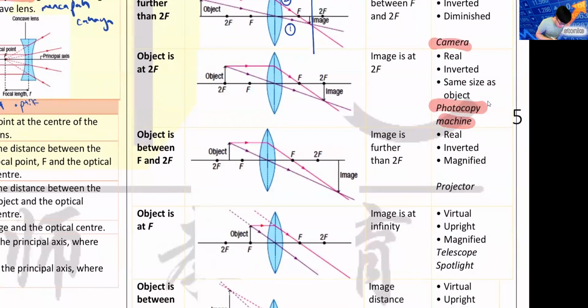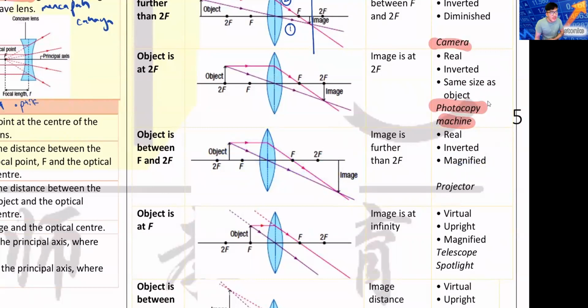So third, between F and 2F, same thing. First line going through O, second line going through F. You have a very big image this time. So on the screen, there is something real, nyata, inverted again, songsang, and then magnified. This thing becomes bigger. So where do you see this? You see this in your projector.